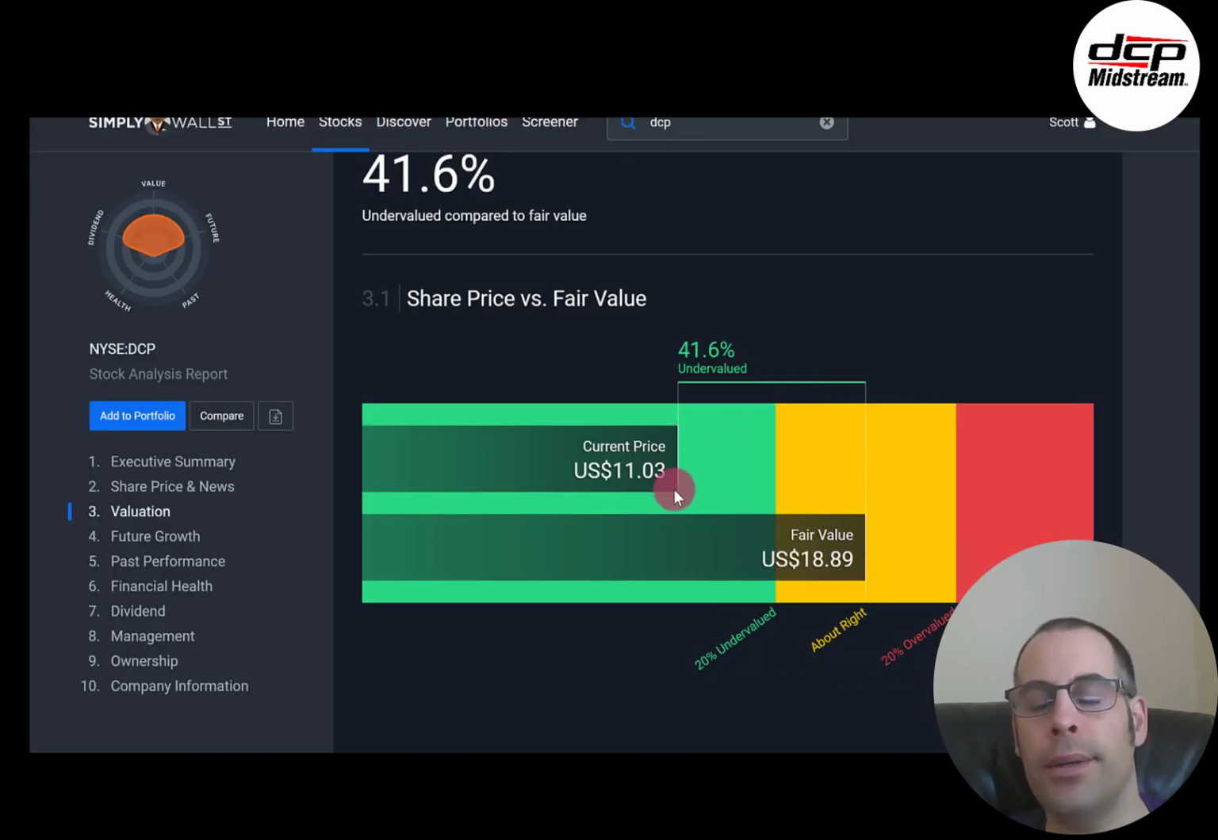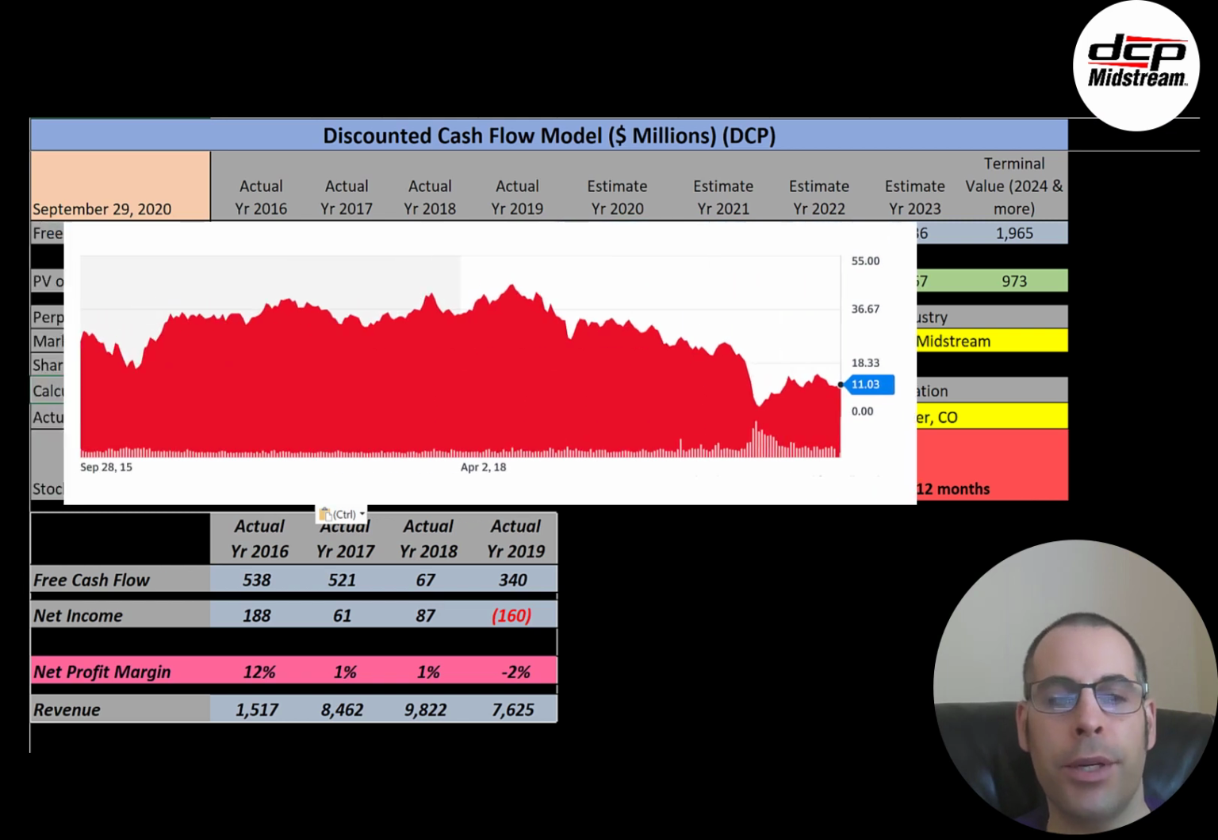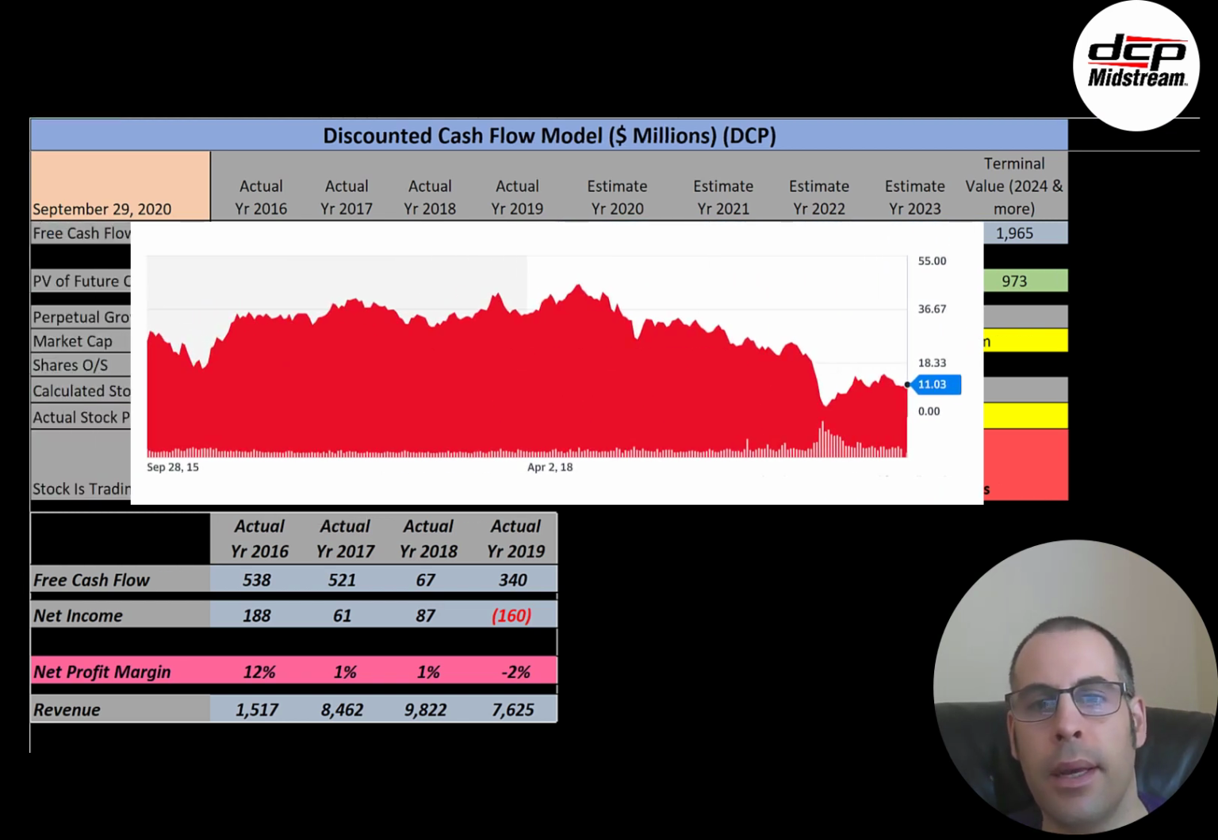Simply Wall Street values this company at $19, so they're saying the stock is 42% undervalued. A strong buy. Let's see where the stock has been trading the past few years. The stock peaked in the low 40s, but it's come down quite a bit since coronavirus hit. It's come up a little bit since the bottom, but it looks like it could be overvalued. But it's a really volatile stock, so you might be able to get in and out and make a quick profit, but you have to time it right.